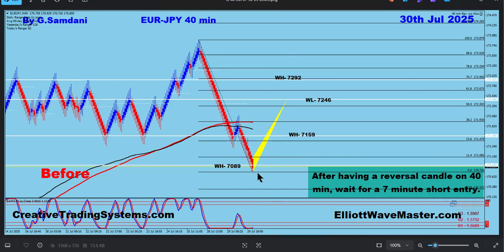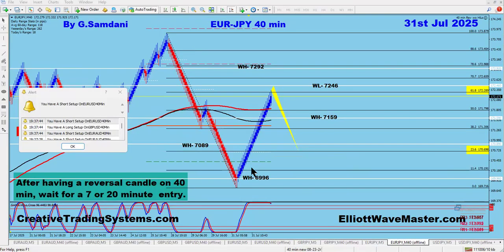I want to show you, while I'm talking about this, that if I tell you it is bouncing, it's probably going to bounce. I'm not saying that it will definitely bounce, and as soon as you get the chart, open a long entry. No, you're not supposed to do that. You're supposed to follow the instruction here. After having a reversal candle on 40, so what the heck is a reversal candle? Let me show you first.